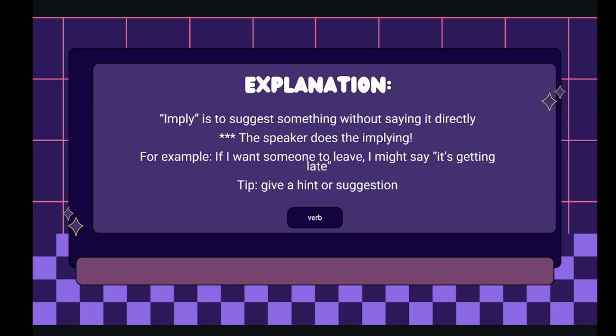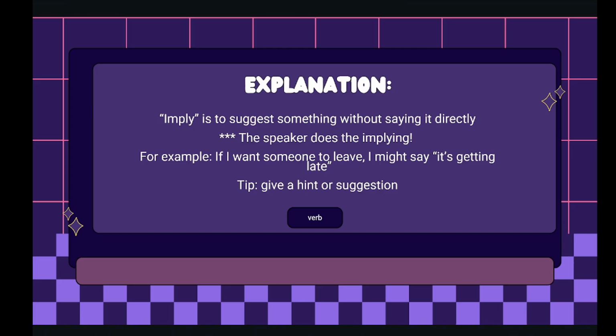Again, infer is the listener who does the inferring, not the speaker, whereas imply, the speaker does the implying, not the listener or the reader. Okay, so I hope those two explanations help, that you can understand these two words better.